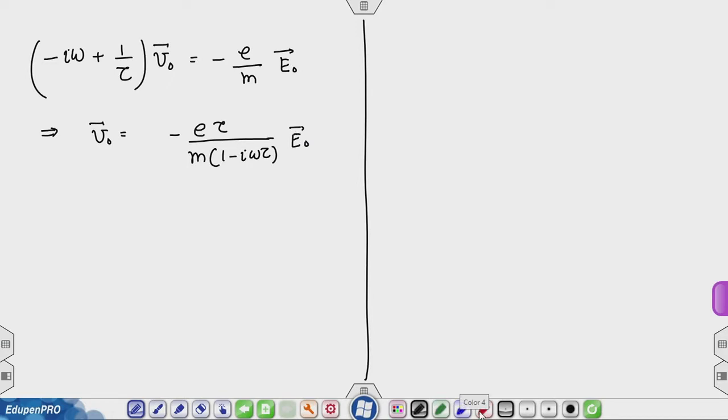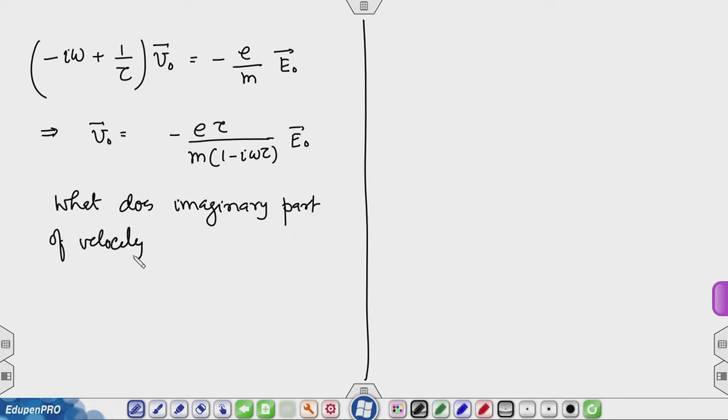So, I will give you a question at this point. The question is, what does the imaginary part of velocity indicate?